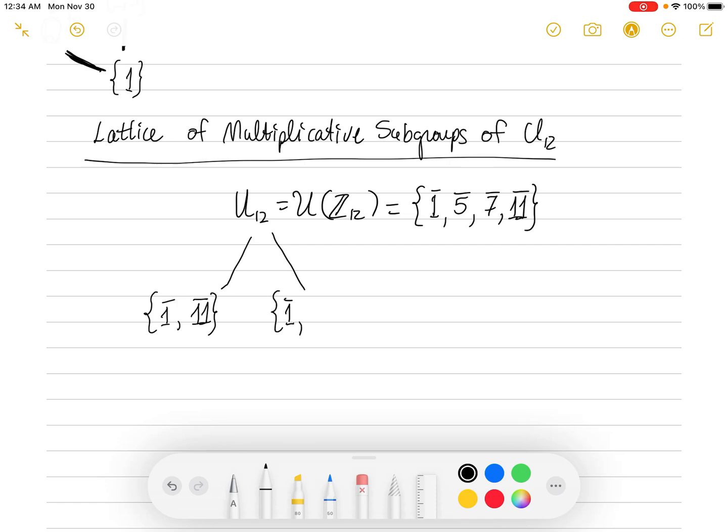Here's another one: 1 bar and 5 bar. It's going to have closure. 1 bar times 5 bar is 5 bar. 1 bar times 1 bar is 1 bar. 5 bar times 5 bar is 25 bar, which when you reduce it modulo 12 is going to be 1 bar. So it's closed. 5 bar is its own inverse. And it has an identity, 1 bar.